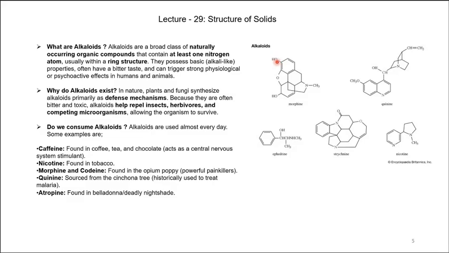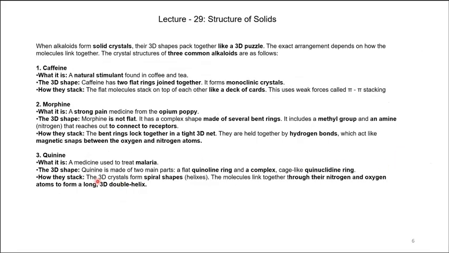Here you can see the molecular skeleton structures of five alkaloids: morphine, quinine, epinephrine, tyrosine, and nicotine. Okay, we go to the next slide and see a little bit more. We take 3 common alkaloids and see how we can look at the structure of these 3 common alkaloids.